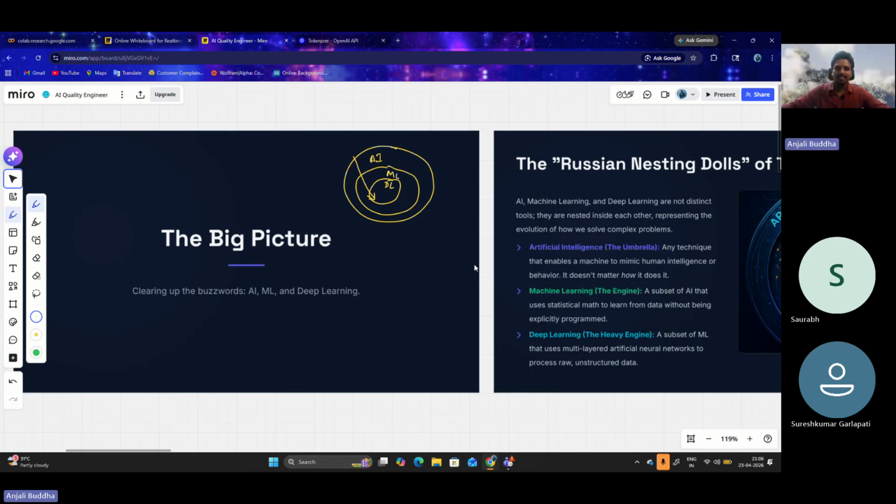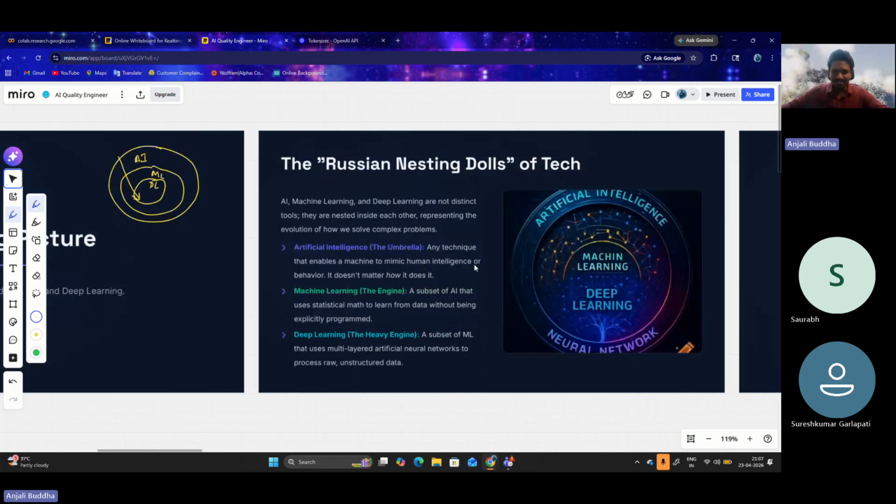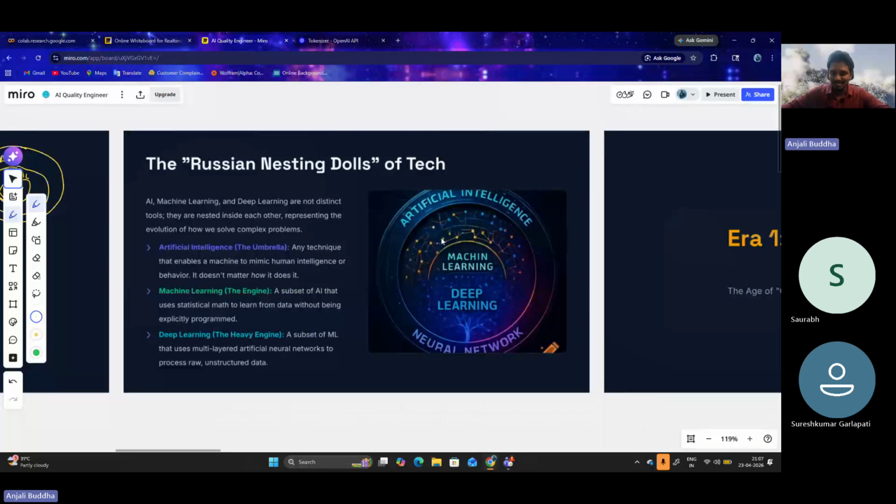So first, let's understand what artificial intelligence is. The definition says: any technique that enables a machine to mimic human intelligence. Let's say there is a machine which is acting like a human. That is nothing but artificial intelligence. So there is an intelligence which we are looking at, which is artificial, which was not natural. That is what artificial intelligence actually means.